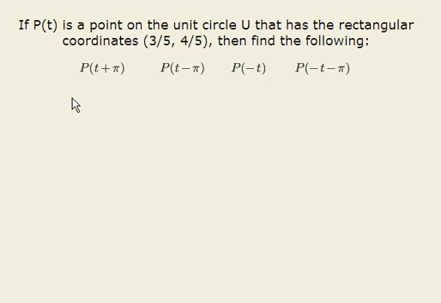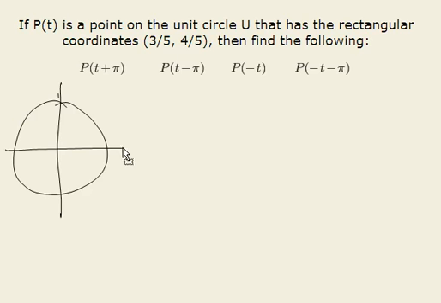In order to look at this problem, let's draw the unit circle. We would recognize that we have the point 3/5, 4/5, which is the cosine of t, sine of t. Since both are positive, it implies that we are in the first quadrant.